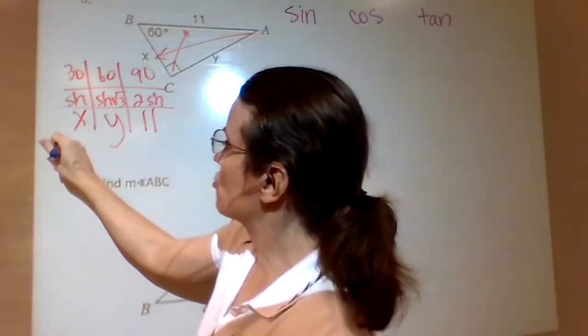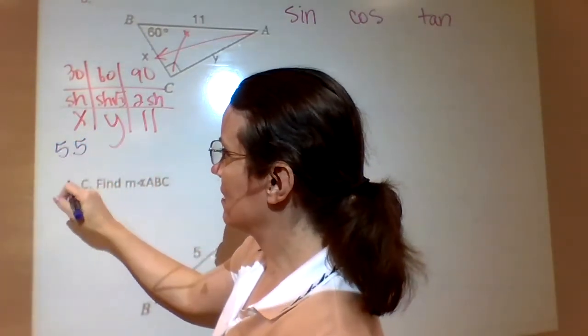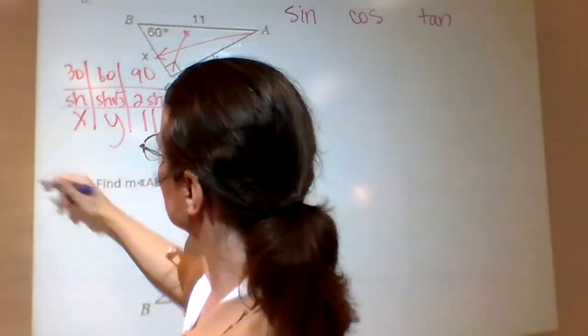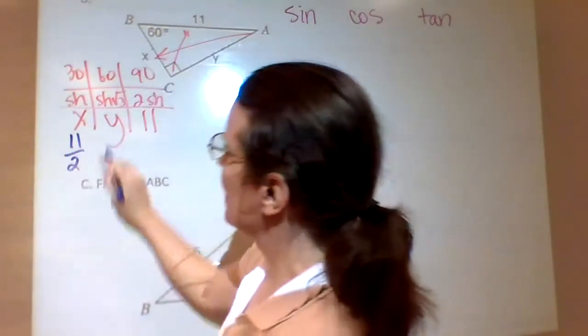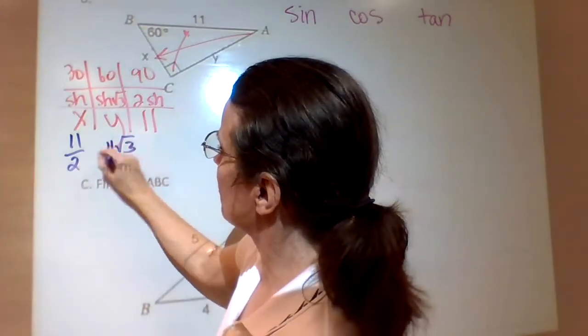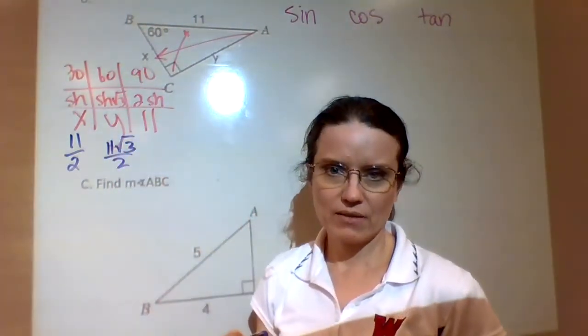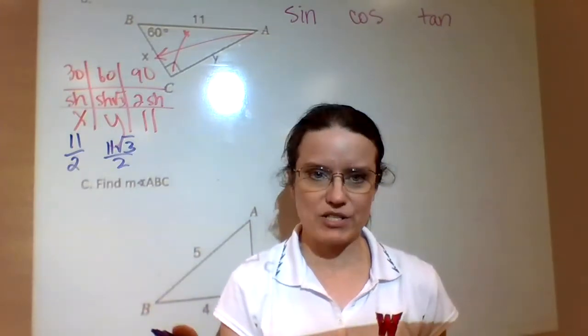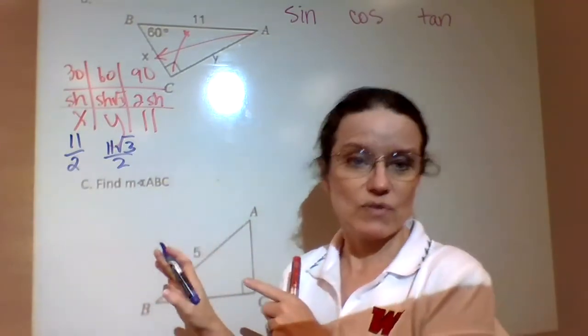So that would give your short side to be 5.5, which would be 11 halves. And in this case, this would be 11 root 3 over 2. Okay? But what if I ask you for the decimals? Or what if you just start getting into trig? You can still do this with trig.